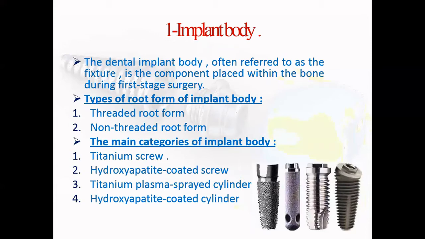See about the implant body. The dental implant, often referred to as the fixture, is the component placed within the bone during the first stage of surgery. There are various types of root form. We can see the threaded root form and the non-threaded root forms. The main categories of implant bodies are titanium screws, which are coated with hydroxyapatite, titanium plasma sprayed cylinders, and hydroxyapatite coated cylinders. These are the various coatings we can see over the implant body.